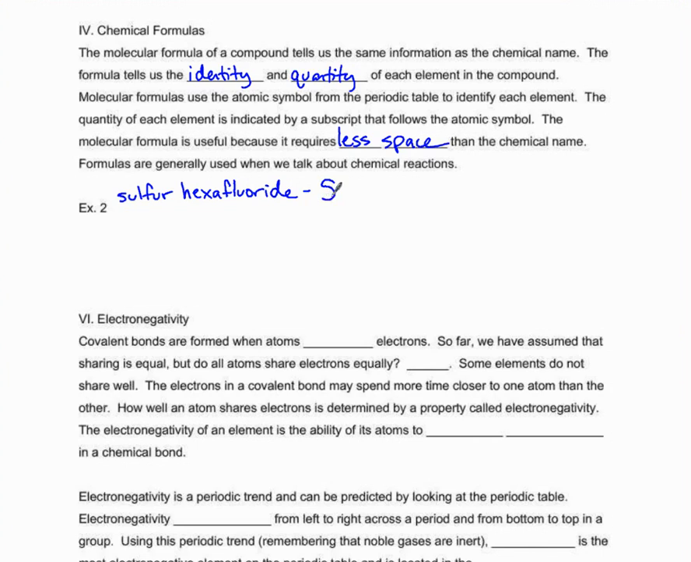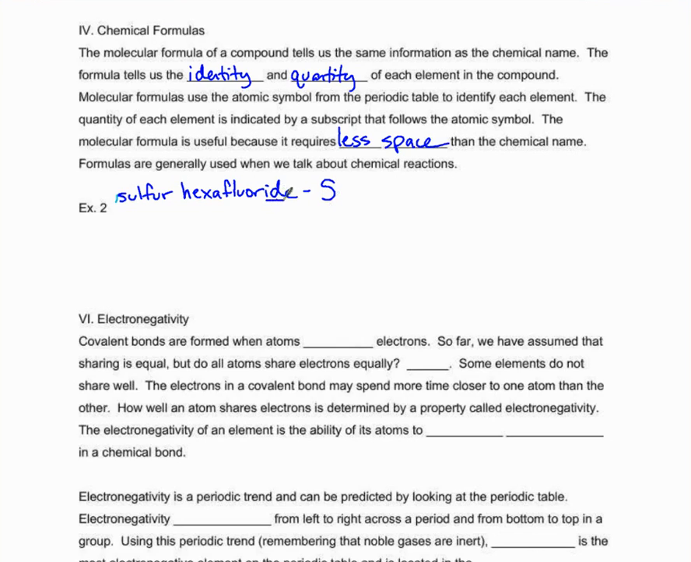So sulfur is S. If you're not sure, use your periodic table. And sulfur has no prefix. And remember, when it comes to chemical formulas, chemical names, if the first element would have the prefix mono, we just leave it off. So I'm going to remove this. So there's the sulfur and hexafluoride.